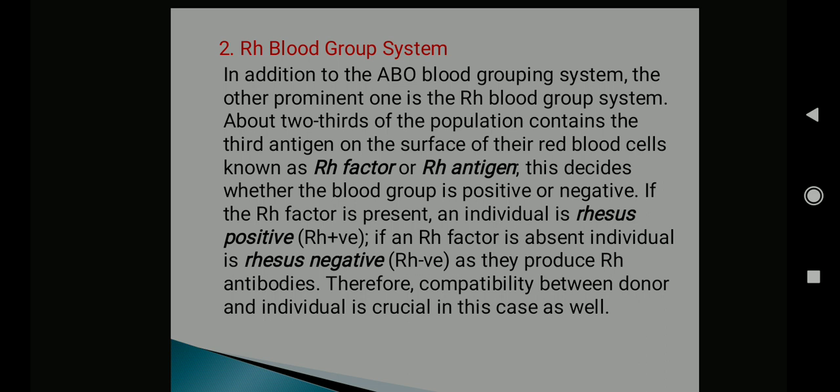Rh positive persons may be homozygous dominant, capital R capital R, or heterozygous, capital R small r. Rh negative persons are always homozygous recessive. Therefore, compatibility between donor and recipient is crucial in this case as well.